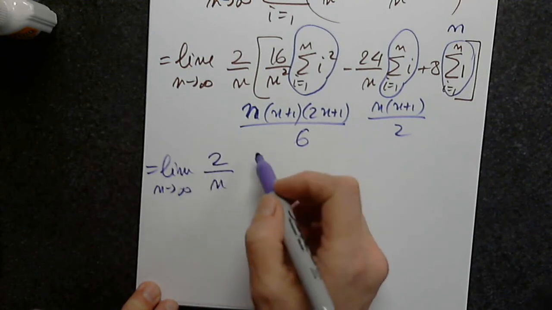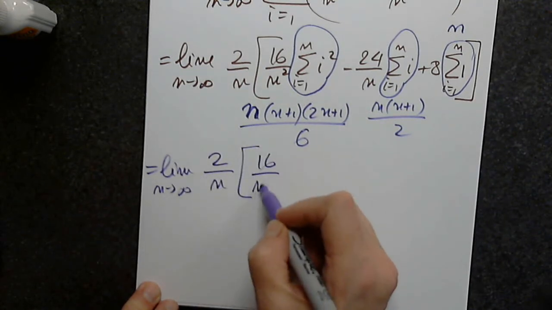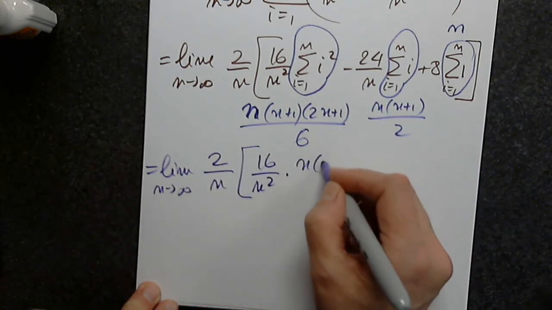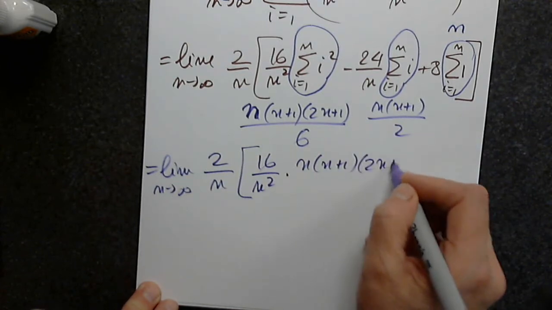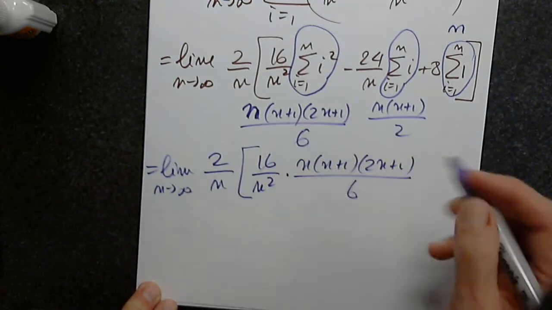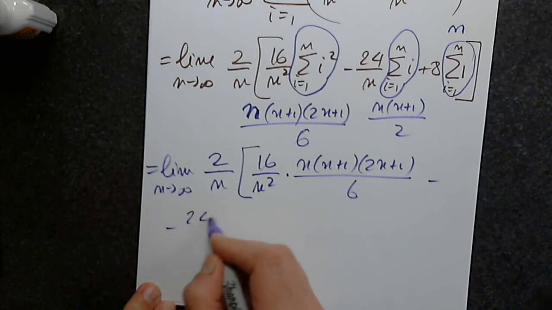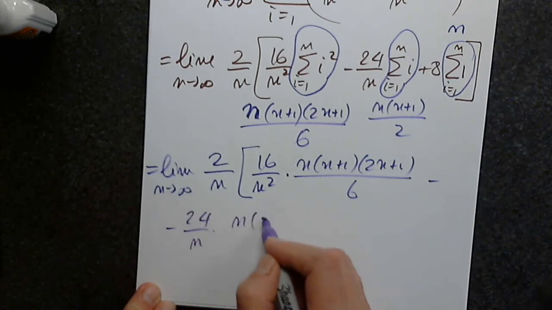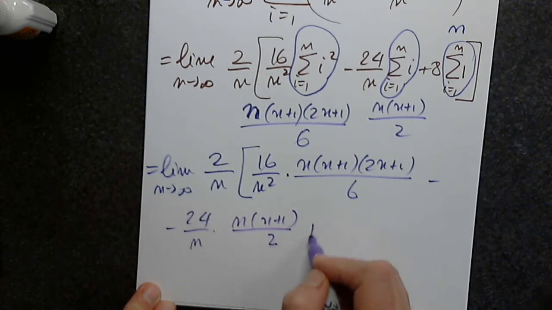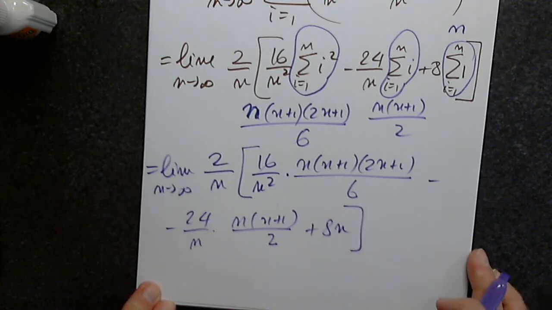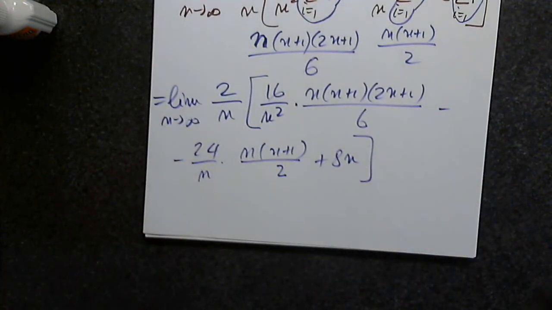So 2 over n, 16 over n squared times, I'm just replacing them now, inside, not outside as I wrote them, minus 24 over n times n plus 1 over 2, plus 8n. So in the next step, I just rewrote the whole thing without the sigma notation, replacing each piece by what it equals. So now I'm trying to simplify.